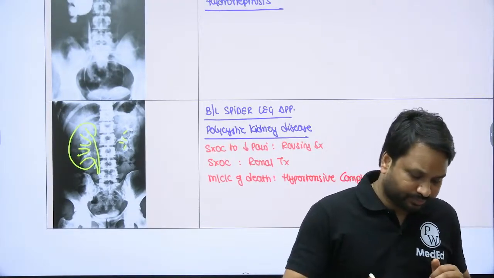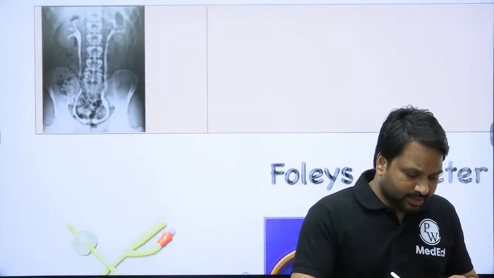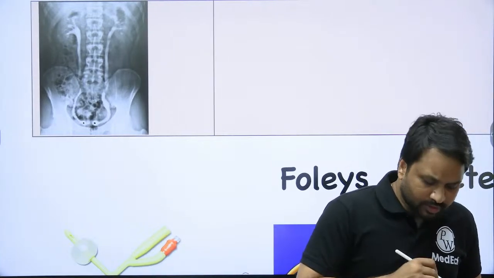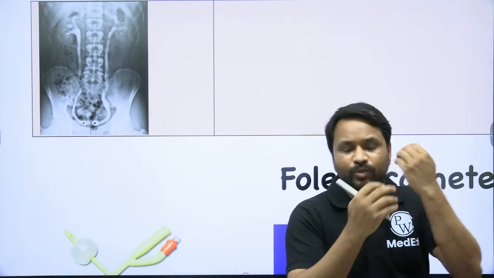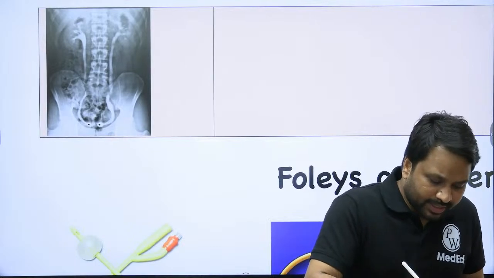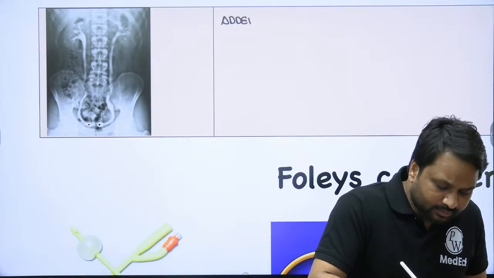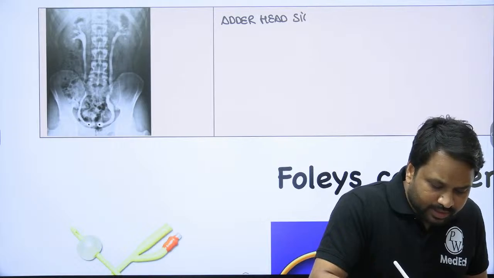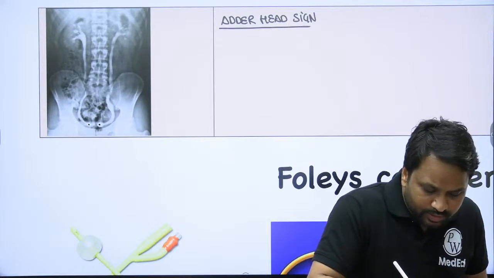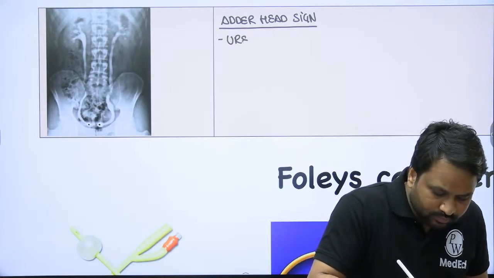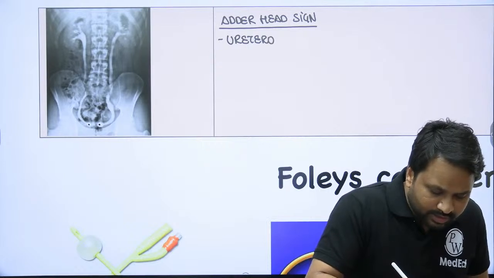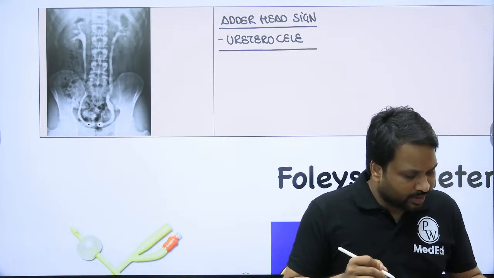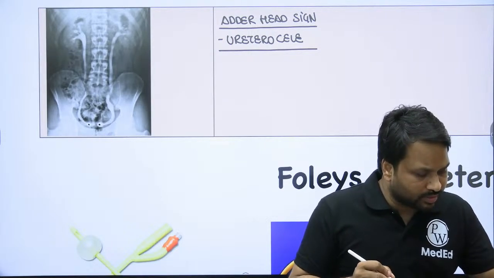Right now, here you can see the adder head appearance. Like behind the cobra's head, you will see the appearance, the adder head sign. The adder head sign is seen in ureterocele.